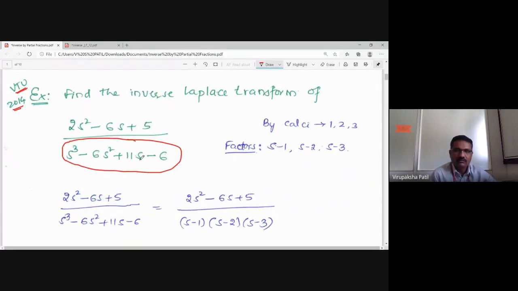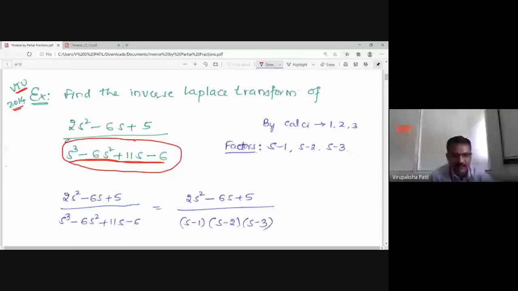Now, before going to the partial fraction method, we should concentrate on the denominator. We already know some standard methods, like finding the inverse by completing the square of the denominator. Is it possible to make it a perfect square? If this term was not present, we would have done that directly. Or if it was s raised to 4, we would have thought of that. But what happened here? It is s cube minus 6s square plus 11s minus 6, and the numerator power is s square. You cannot divide the numerator by the denominator.